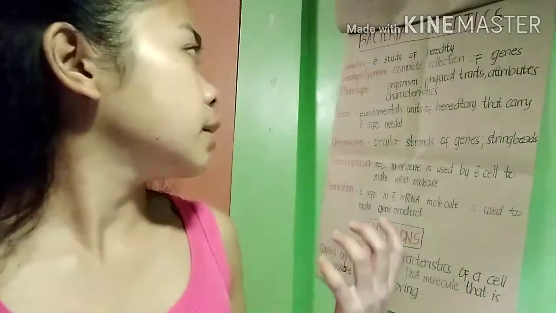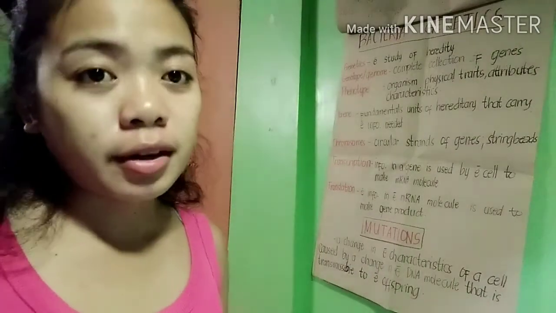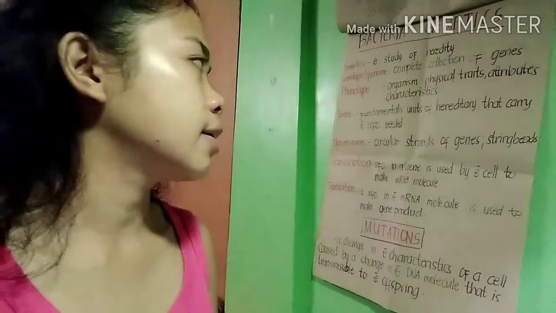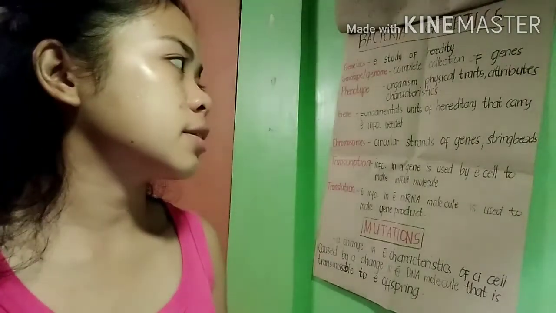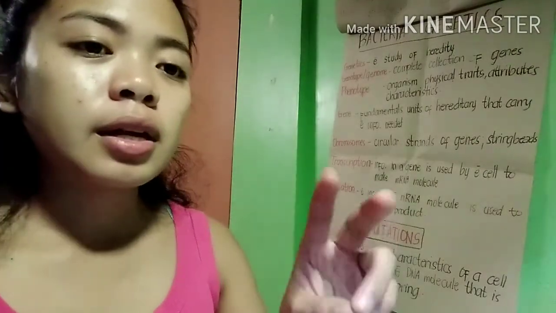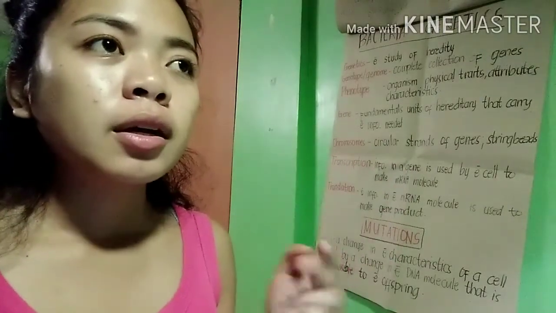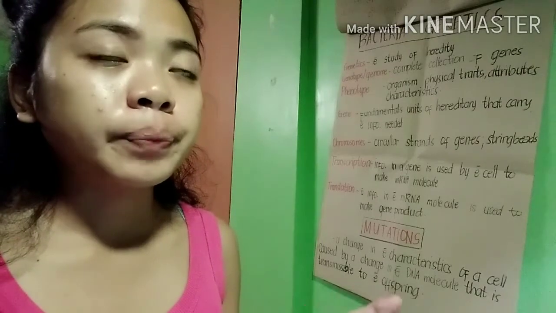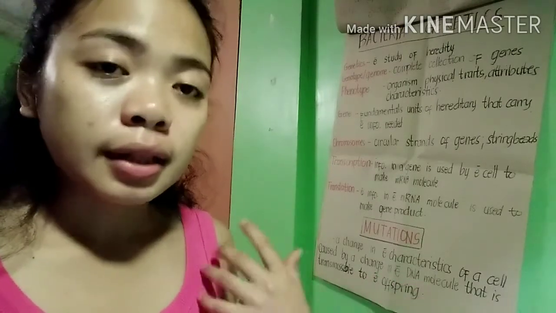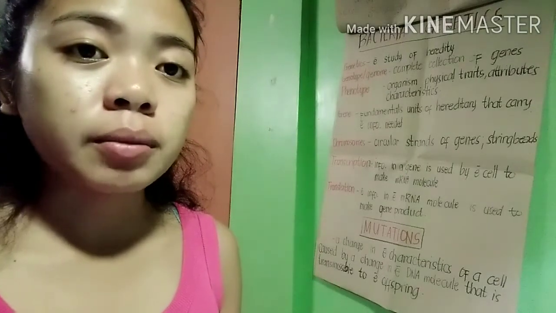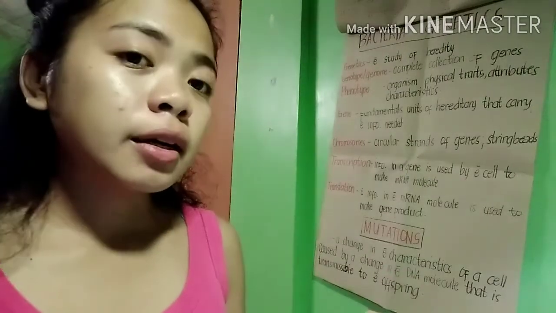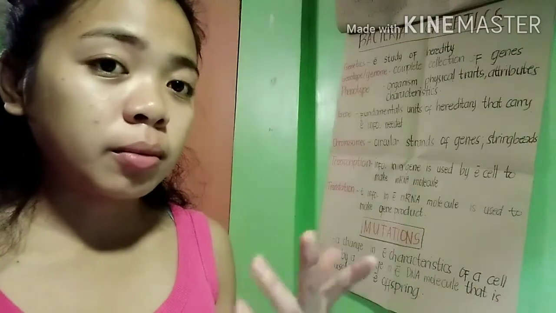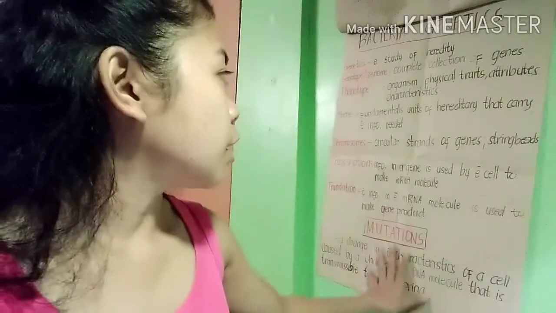Chromosomes are circular strands of genes, or stringlets. We are made of 23 pairs of chromosomes. If male, it is XY; if female, XX.